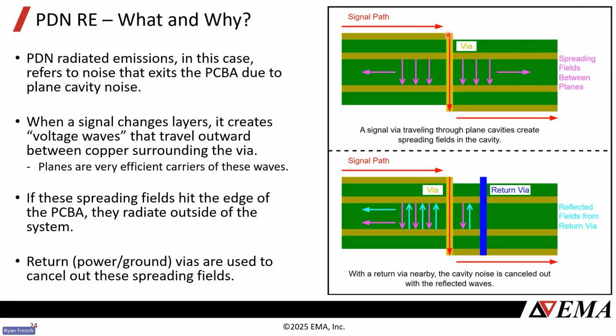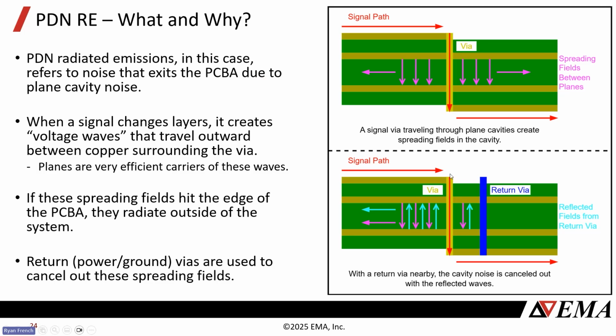As it goes through this via, there's some inherent inductance. And so as you're switching across that inductance, there's some voltage that's going to be developed across these planes. That voltage isn't just going to remain here. It's going to spread in all directions. Call these spreading voltage wavefronts. If there's nothing to stop them, they're going to hit the edge of the board and they're just going to radiate out. And this is a very popular way of getting near field emissions that can affect a lot of things.